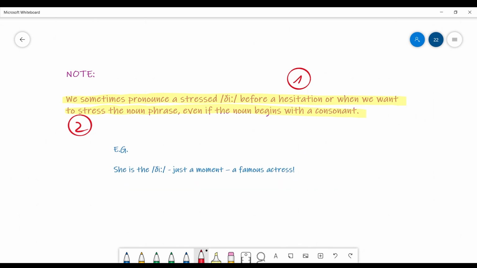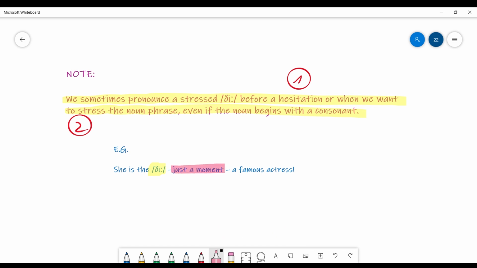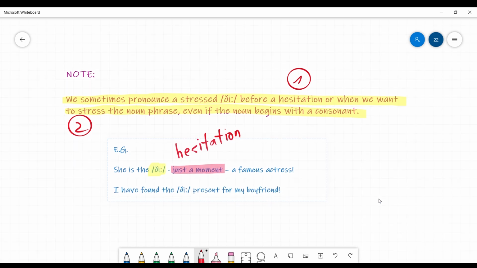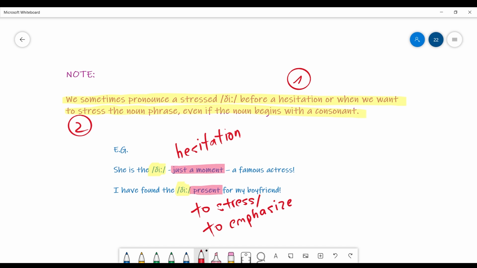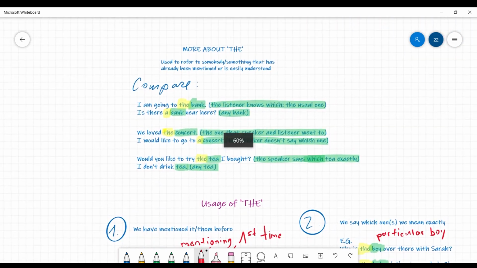She is, just a moment, a famous actress. We are pronouncing the article as "thee," because here we had this "just a moment." Yeah? This is a hesitation. We were not sure what we were going to say. We were not sure if we could remember. So in this case, we pronounce it as "thee." And the next one. I have found the present for my boyfriend. "The present." We want to stress the word here. "The present." We want to emphasize, in other words, that we put more attention on the present. And therefore, again, the article is pronounced like "thee."